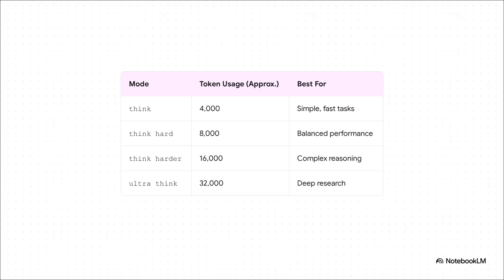That mode can burn through 32,000 tokens in a single go. That's a huge slice of your context. The key is to be strategic. You use ultra think when you need a bazooka for one really tough specific problem. For most everything else, a mode like think hard is way more efficient and, more importantly, it protects your context.